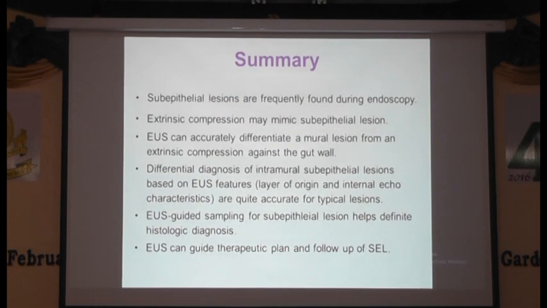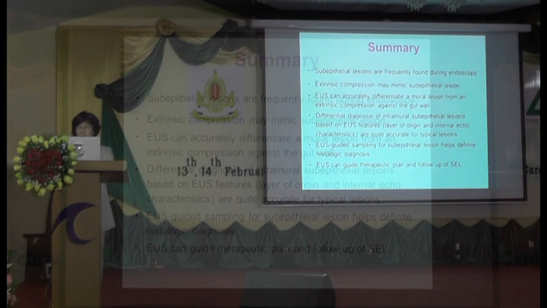It is my summary. Subepithelial lesions are frequently found during endoscopy. Extrinsic compression may mimic a subepithelial lesion. EUS can accurately differentiate a mural lesion from an extrinsic compression against the gut wall. Differential diagnosis of intramural subepithelial lesions based on EUS features such as layer of origin and internal echo characteristics is quite accurate for typical lesions. EUS-guided sampling of subepithelial lesions helps definite histologic diagnosis. EUS can also guide the therapeutic plan and follow-up of subepithelial lesions.